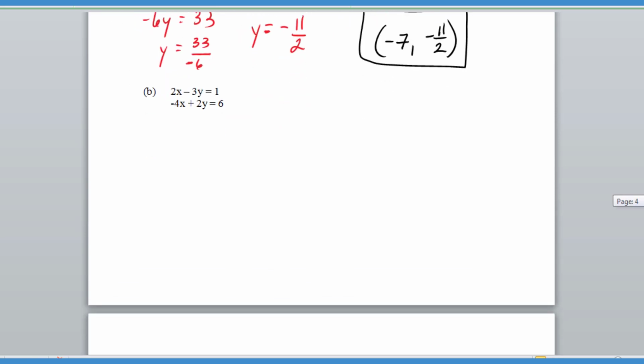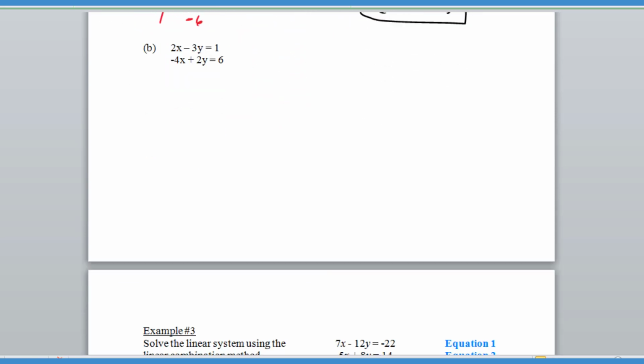So let's take a look at part B. Again, in part B, I need to identify a place where I can create negative or opposite coefficients. And so right off the bat, if I just multiply 2x times 2, I can get an opposite coefficient. So I'm going to multiply this entire first equation by 2, which is going to give me 4x minus 6y equals 2.